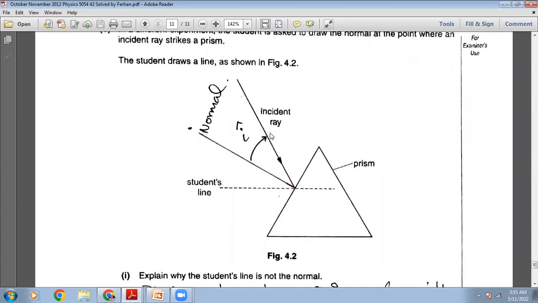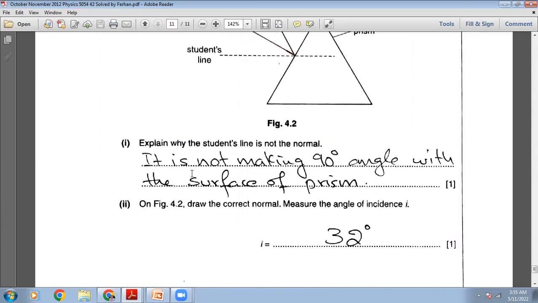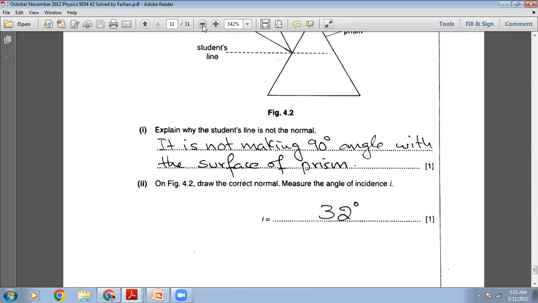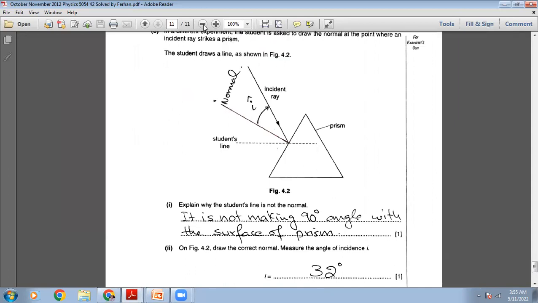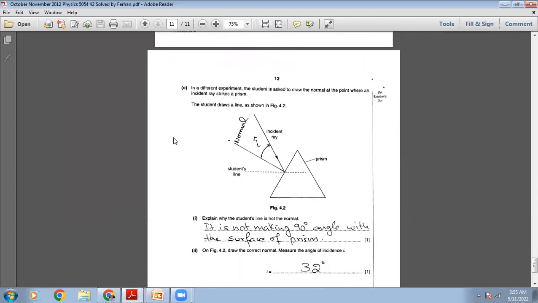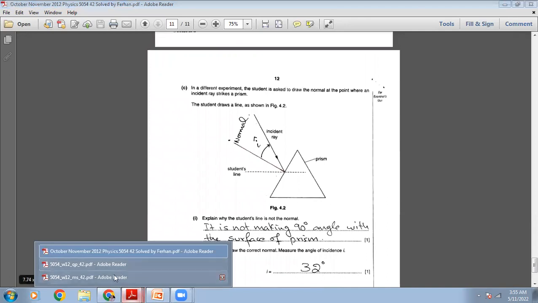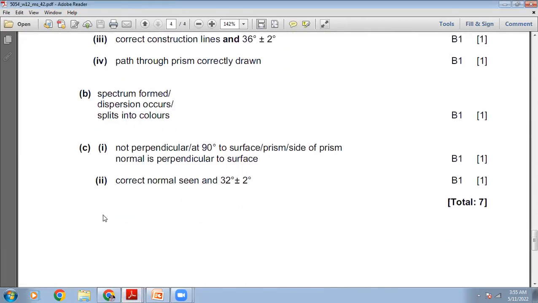And the angle of incidence will be the angle between the incident ray and the normal. With the help of this protractor, measure how much this angle is. I measured it and it is 32 degrees. So my answer is 32 degrees, 32 plus minus 2. So our answer is right.